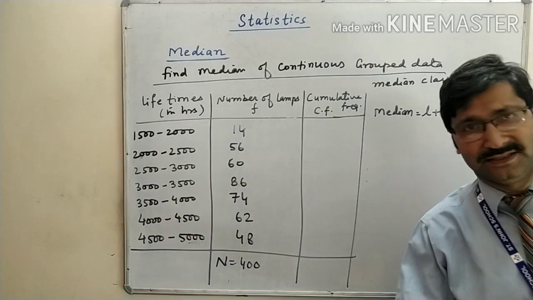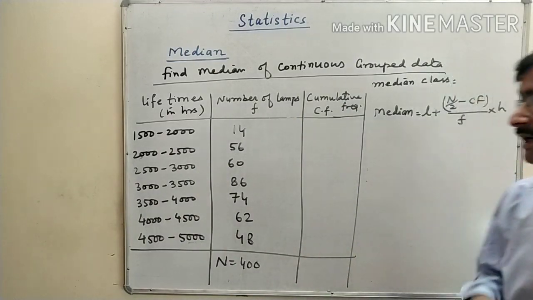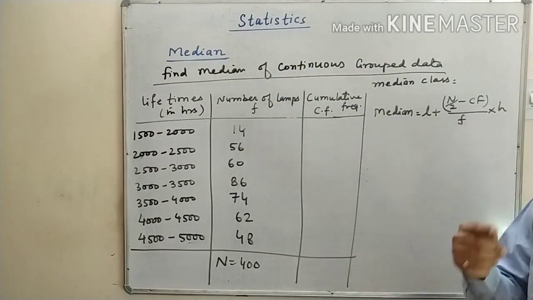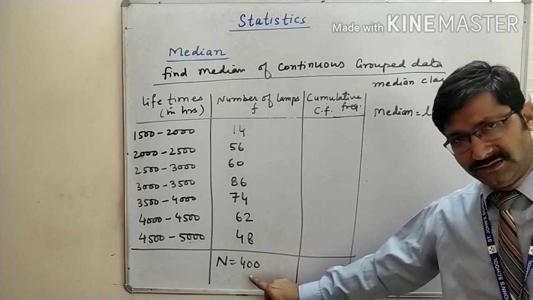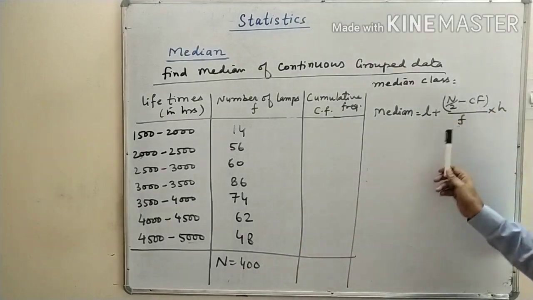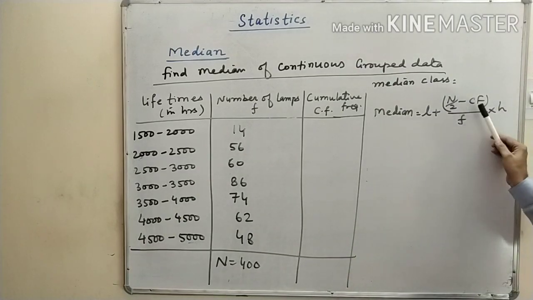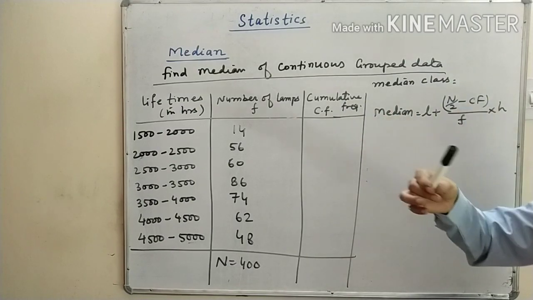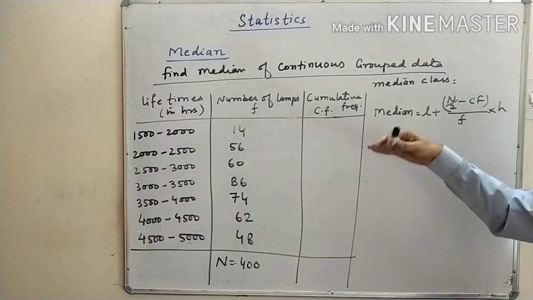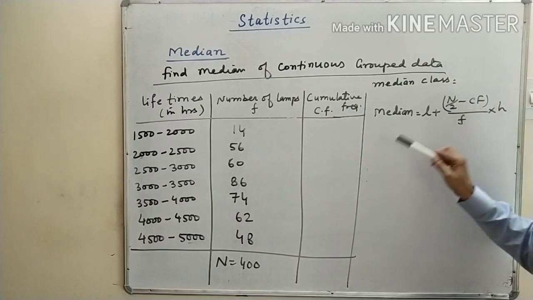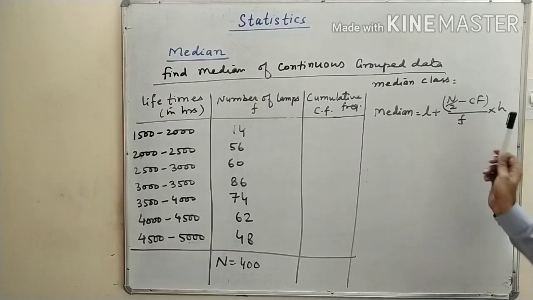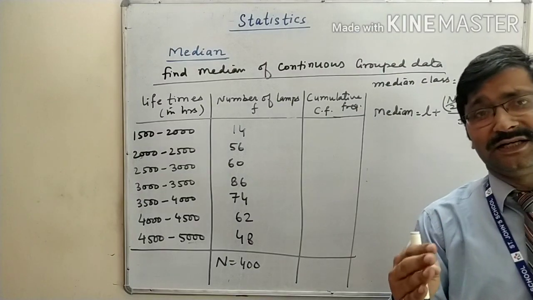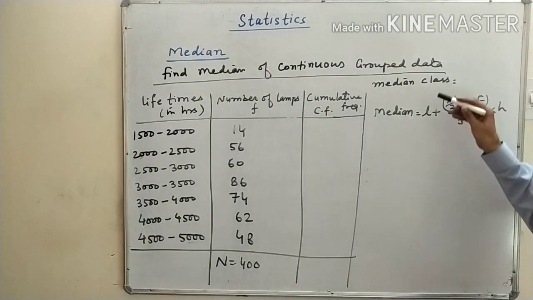First of all, you have to find your median class, and for that you take the lower limit, that is called L, same as we find in mode also. n by 2: n here is 400, and you do half, so n by 2 will be 200. Now you have to find CF, the cumulative frequency, and I will show you which one we take. And f means the frequency of the median class.